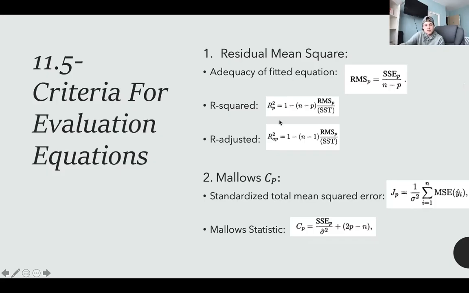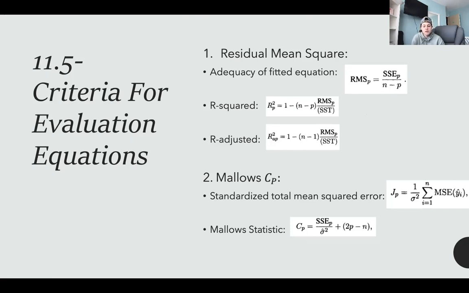Our R squared value for a P-term equation is denoted R squared sub P, and it is computed by taking 1 minus (N minus P) times our RMS sub P value that we found earlier, divided by our SST. And like we've seen in the past, we can also have an R squared adjusted, which is denoted by R squared sub AP. We find that by doing 1 minus (N minus 1) times our RMS sub P value from before, divided by our SST value. So our R squared adjusted is more appropriate when comparing models with different numbers of predictors.